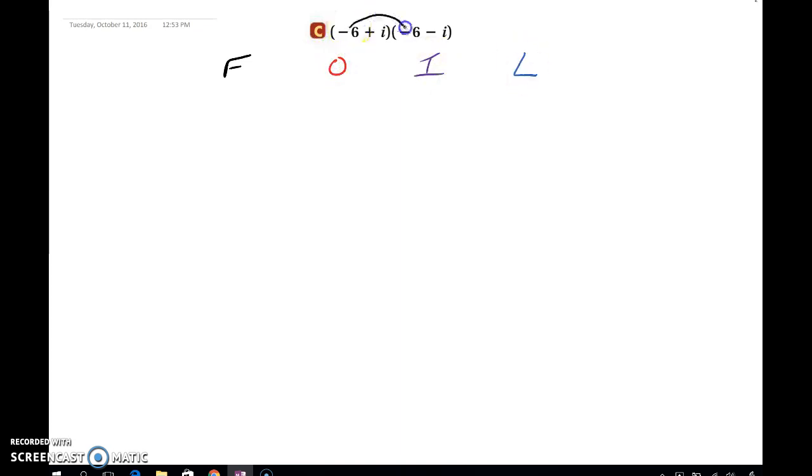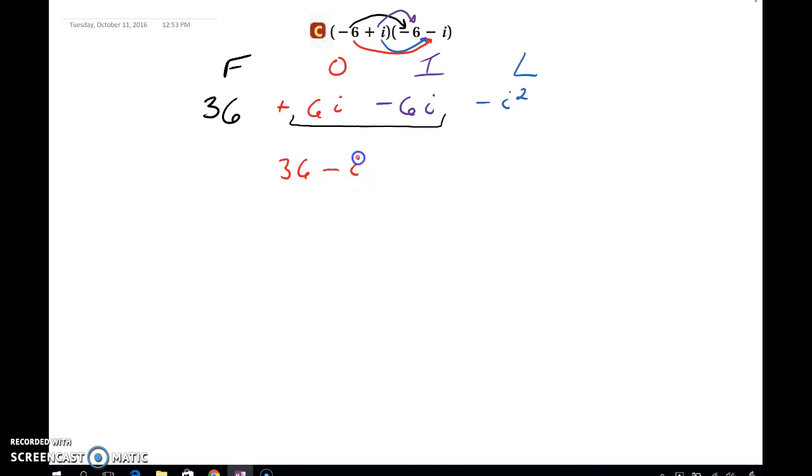So we do our first times our first, so negative 6 times negative 6 is 36. Our outer, negative 6 times negative i is plus 6i. Our inner, i times negative 6, so minus 6i. And then our last is i times negative i, which is then going to give me minus i squared. All right, now we look to combine like terms. So here we notice we have positive 6i minus 6i, so they're going to cancel out and be equal to 0. So then it's 36 minus i squared.